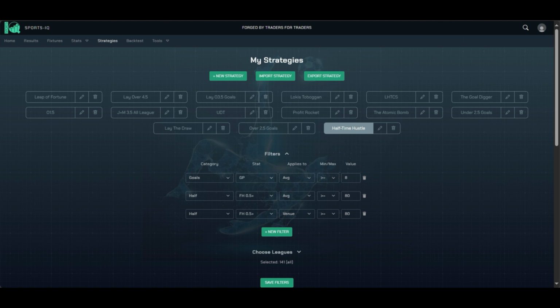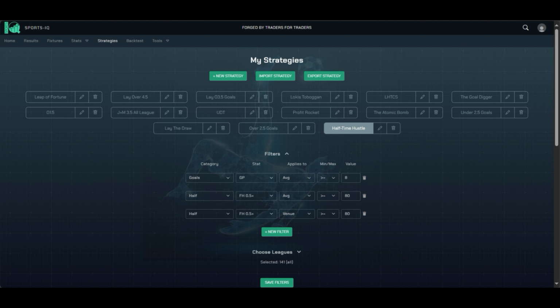Filter number 2, we set the first half goals 0.5 plus venue to 80% or higher. This adds another layer by narrowing our focus to venues where goals have been consistently scored within the first half. We want matches where both the team and the venue history show strong first half scoring tendencies.